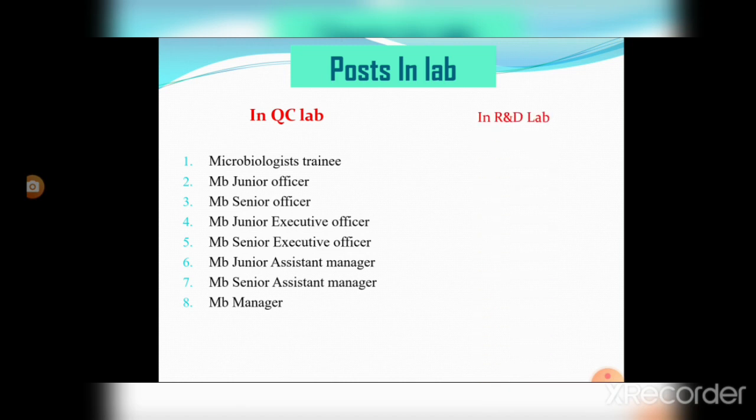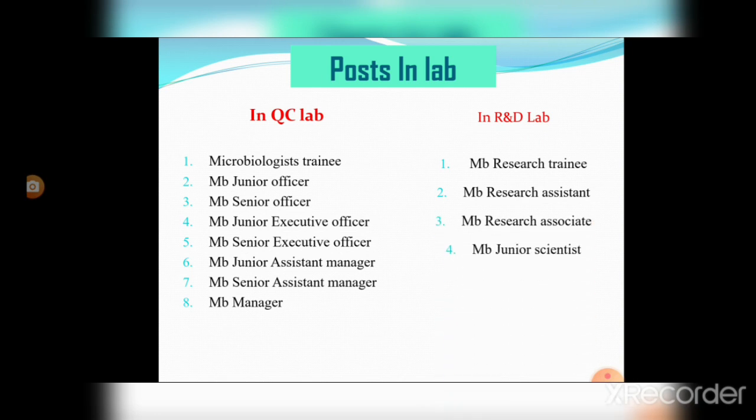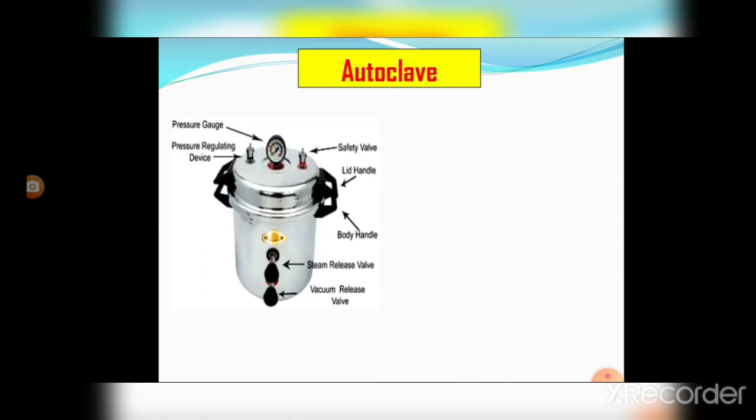If you are working in the R&D lab of microbiology, then you can start your post from microbiology research trainee, microbiological research assistant, microbiological research associate, microbiological junior scientist, microbiological senior scientist, etc. Now we are going to understand some instruments from the microbiological laboratory.